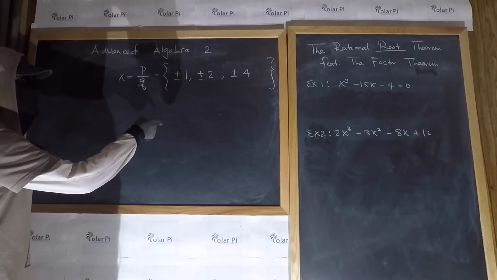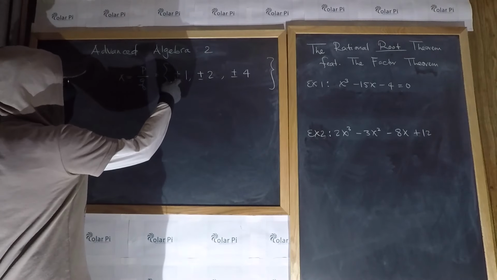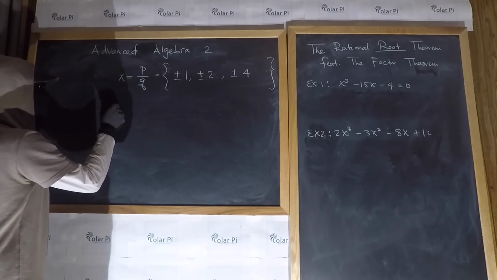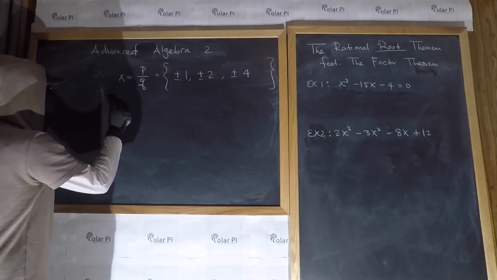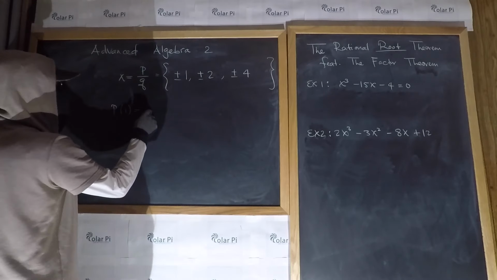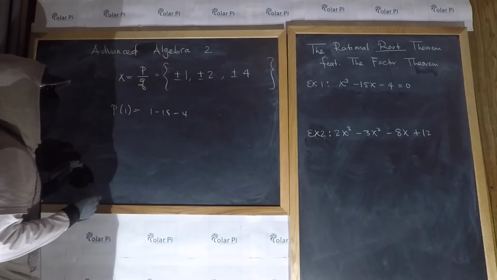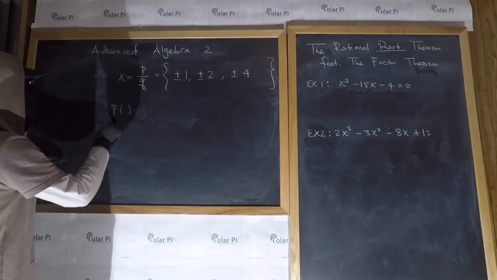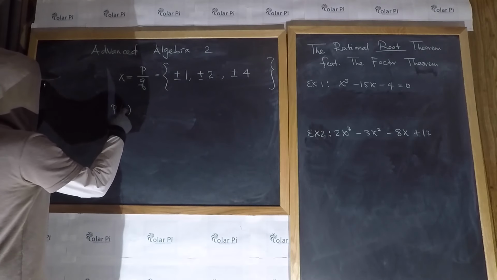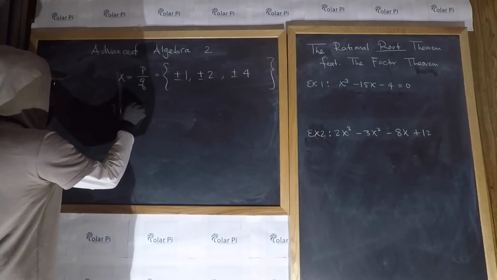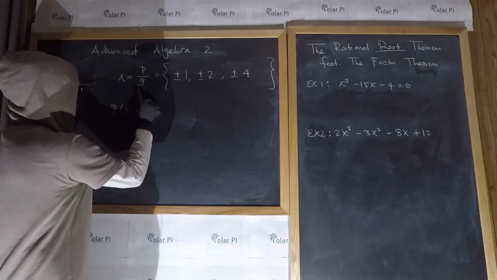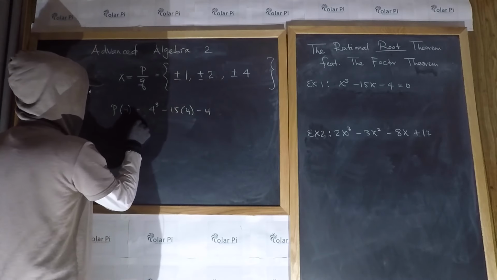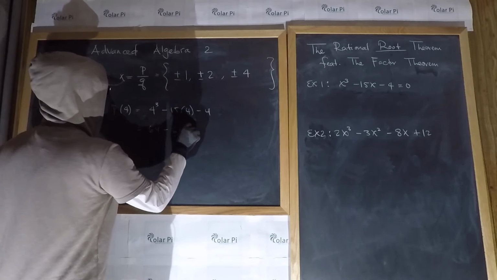So first, the checking is very quick, because each of these is a possible zero or root, so you check P of A for each of them and see if it's 0. So for example, for 1 we do P of 1, and that's just 1 minus 15 and minus 4, and it's easy to see that that's not going to be 0. So we keep it moving quickly. So it's not really a drawback. And P of 4 is the one that will work, because we're going to get 4 cubed minus 15 times 4, and then minus 4. That's 64 minus 64, which is 0.